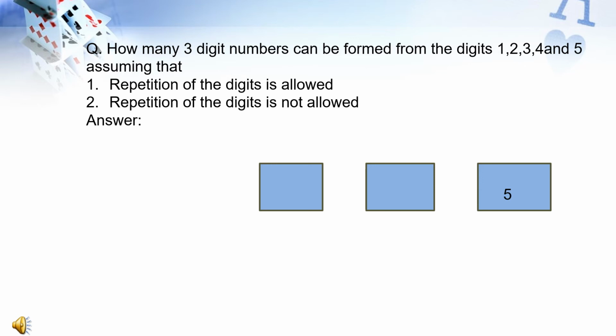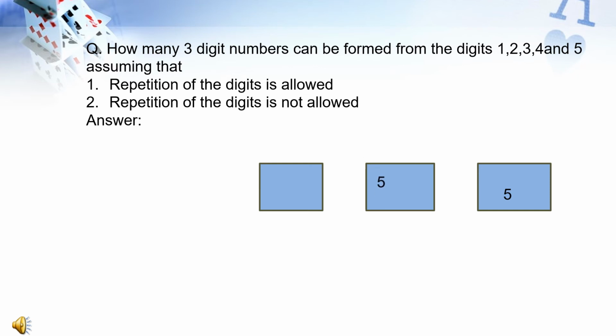Now to fill the tens place, again we have 5 choices in our hand. From the numbers 1, 2, 3, 4 and 5 we can fill any number here also. Since repetition of the digit is allowed, the number which we have filled in the ones place, we can repeat here also. So again, to fill the tens place we have 5 ways.